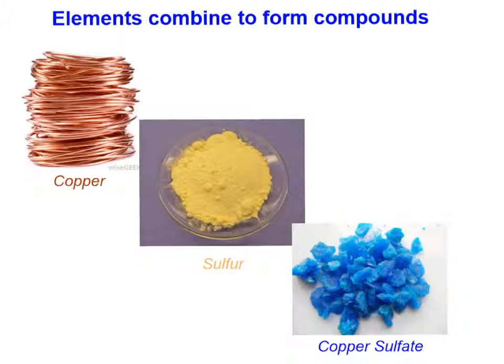When elements combine to form compounds, oftentimes the property of the new compound is nothing like the properties of the individual atoms that make it up. For example, copper and sulfur, as well as oxygen, combine to form this compound, copper sulfate. You can see clearly that this has nothing similar to the properties of oxygen or of sulfur or of copper.